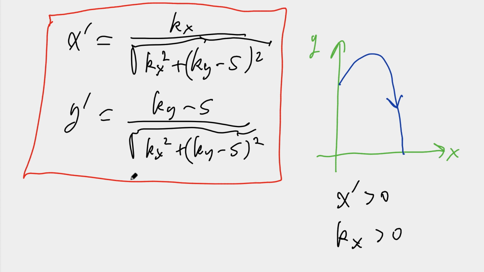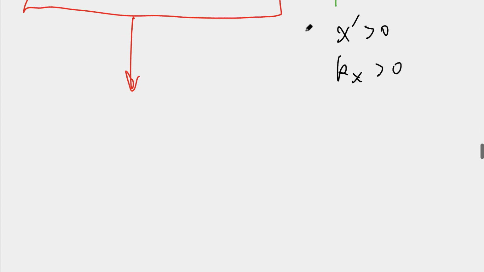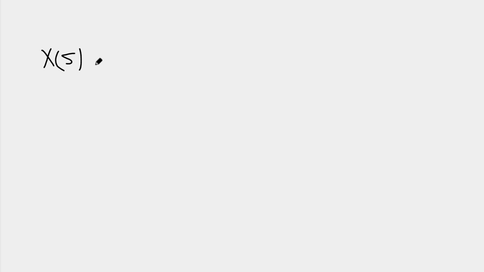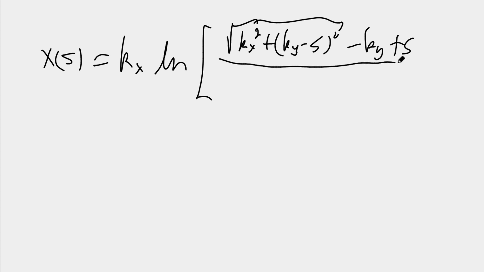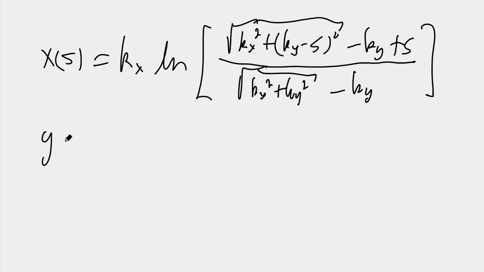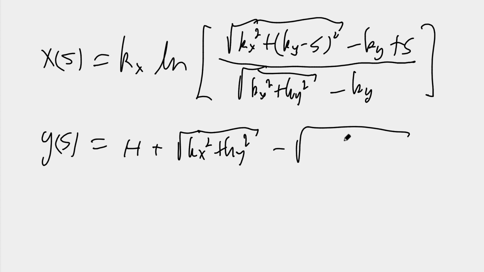Now let's integrate these equations with respect to s. The result is x as a function of s is equal to the constant k sub x times natural log of square root of kx squared plus ky minus s quantity squared minus ky plus s divided by square root of kx squared plus ky squared minus ky. And for y we have a constant that I'll call h plus square root of kx squared plus ky squared minus the square root of kx squared plus ky minus s squared.